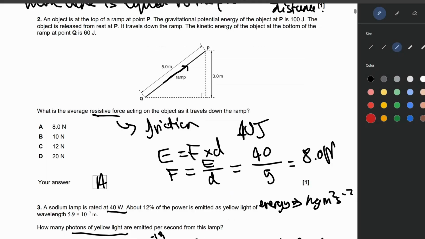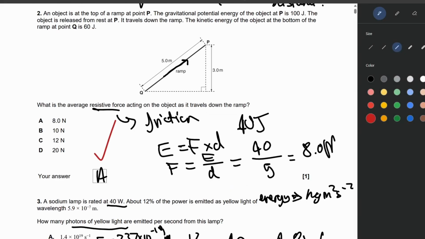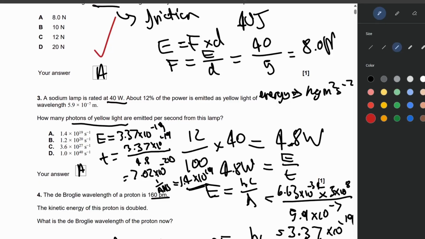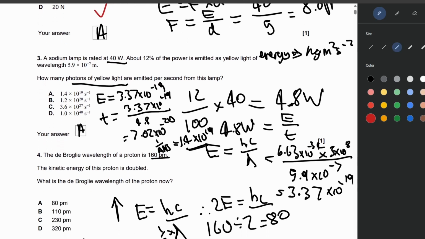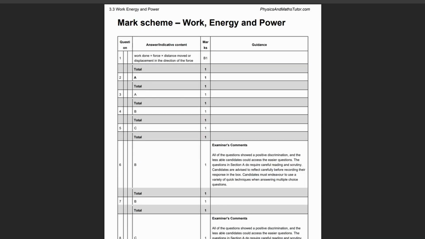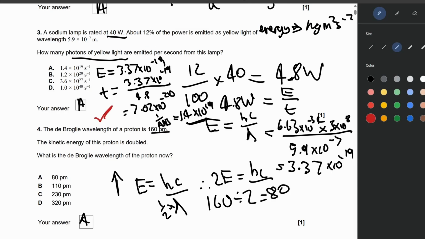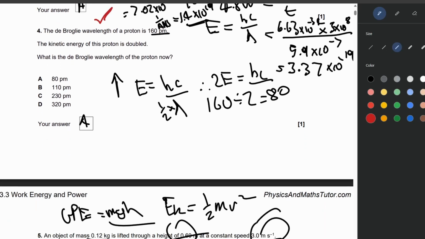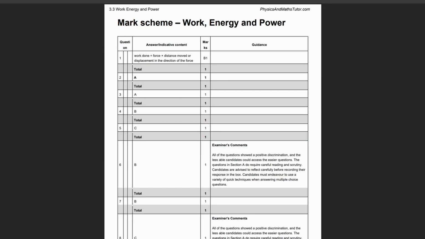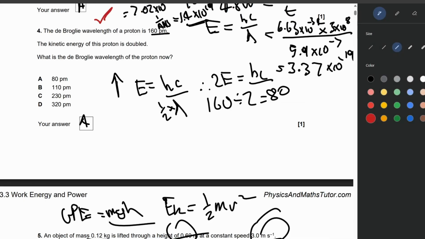Question 2, A. Okay, I got that right. Good. So you do use the same plane. Number 3, A. Oh wait, I got that right. I don't really know how I got that one right, but I got that right. 4 was B. Okay, I got that wrong. B, 110. How the hell do you get 110?